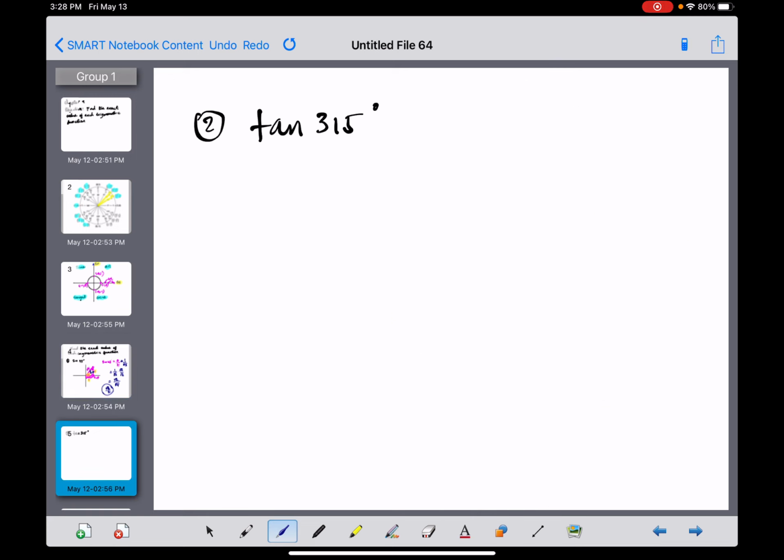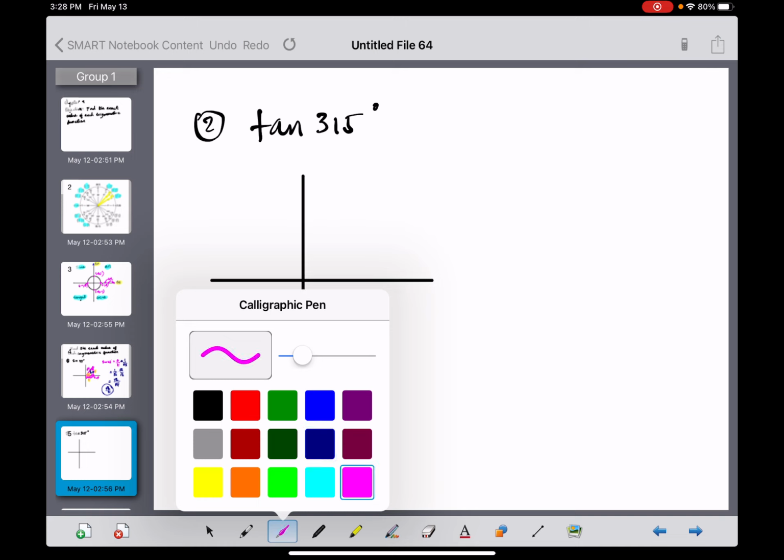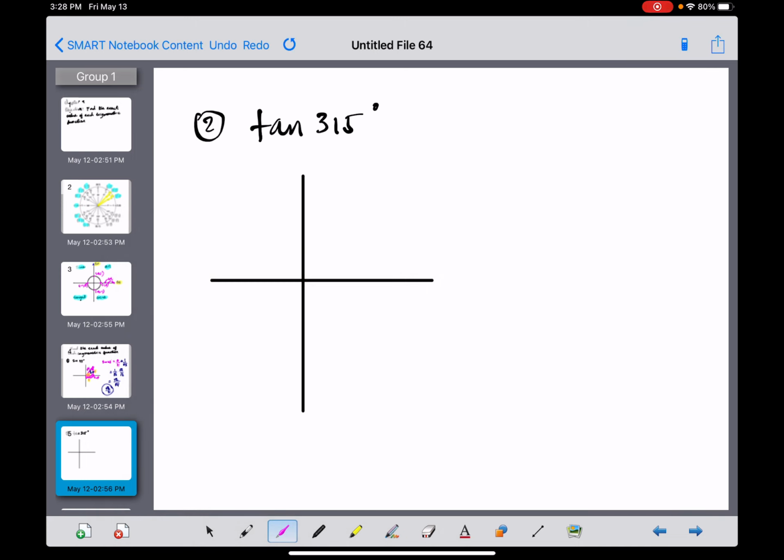In number 2, same thing. Step 1, we're going to sketch the angle. Right here it says positive 315 degrees. So our initial side is right here, and 315 degrees is starting from here. We go 180, plus 90, that's 270, and then plus another 45.